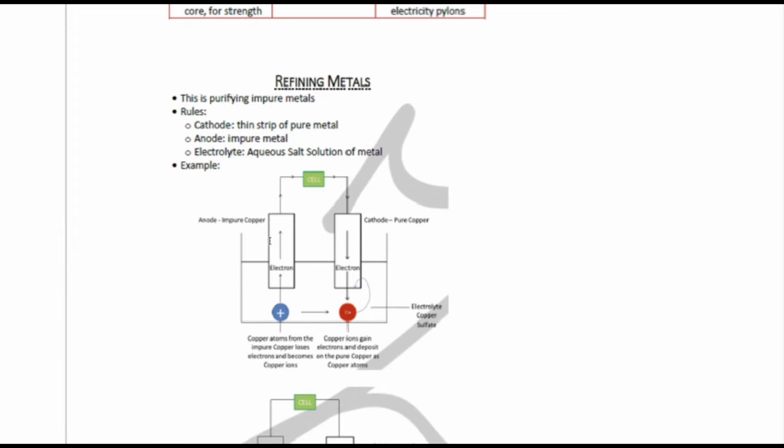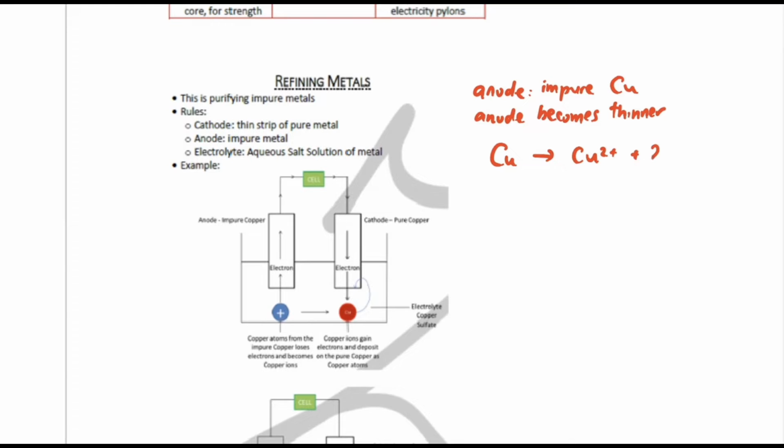That means the impure metals, the impure copper, will dissolve in the electrolyte. Then the impurity will sink to the bottom. Okay, then the copper will dissolve in the electrolyte, becomes Cu2+. Okay, I write it down. Anode is made of impure copper. And we know that the anode becomes thinner. So you should expect the Cu, the anode, dissolve in water to become Cu2+ plus 2 electrons.